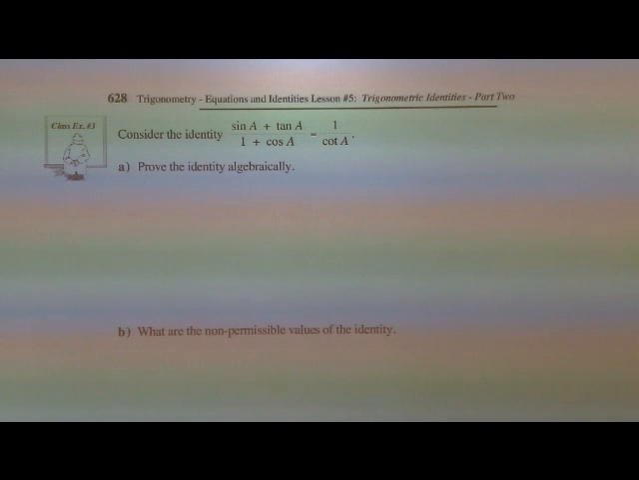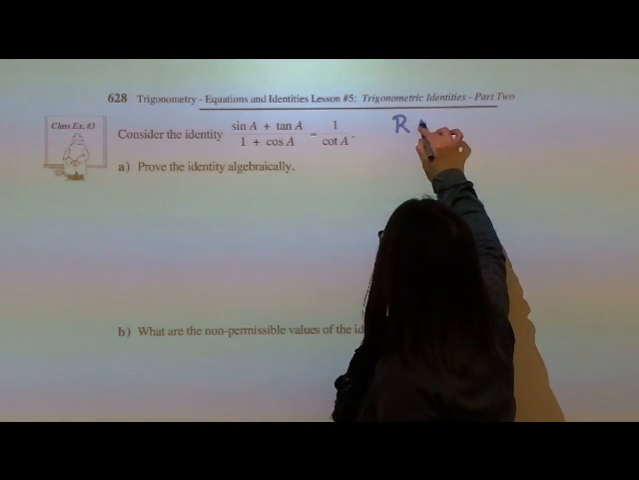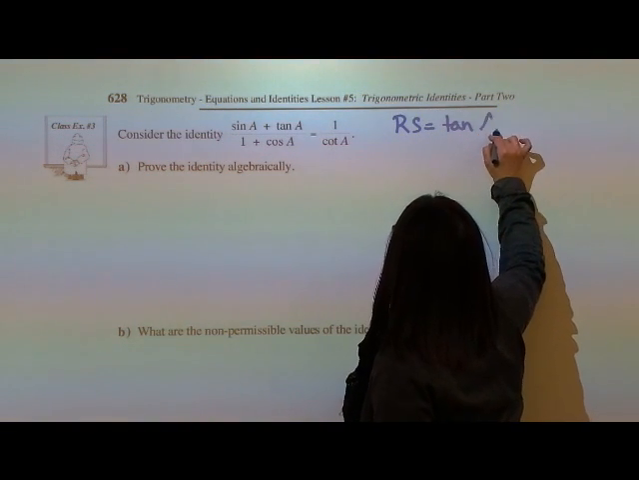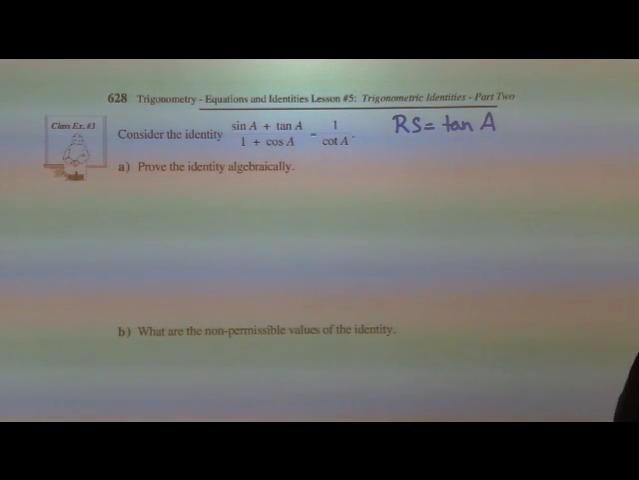Consider the identity sine A plus tan A over 1 plus cos A equals 1 over cotangent A. Which is going to be the harder side? Probably the left side. What can I do on the right-hand side? I have 1 over cotangent. What do I know about 1 over cotangent? It's going to equal tangent. So the right side is going to equal tan A. So that's really what I want to get to on the left-hand side if this is an identity.